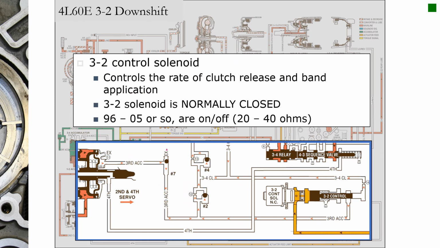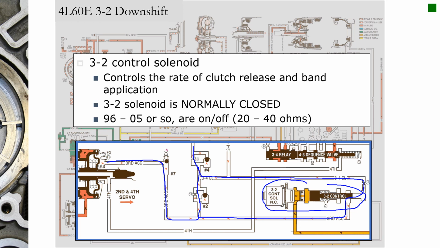The purpose of that 3-2 control solenoid is to determine the rate of clutch release when we actually downshift. The fluid that's leaving this third accumulator is either going to be forced through 12 and 13, or it can bypass 12 by going around.